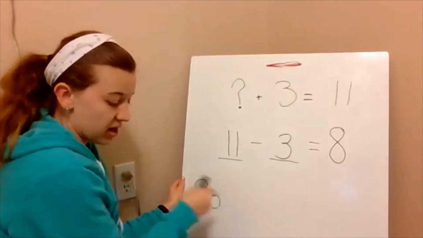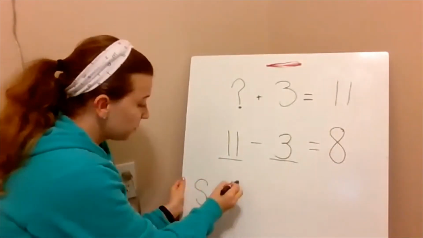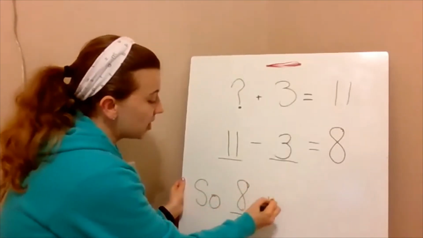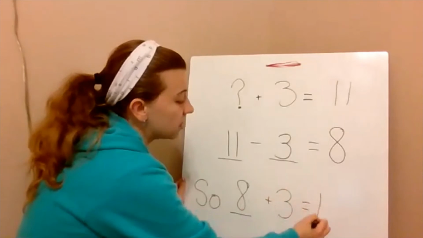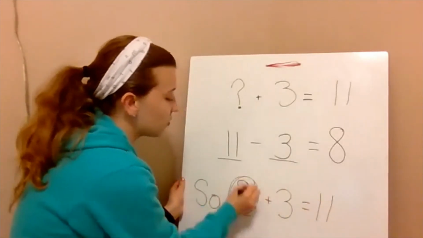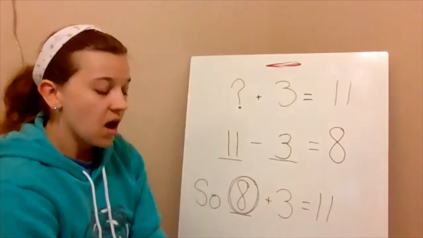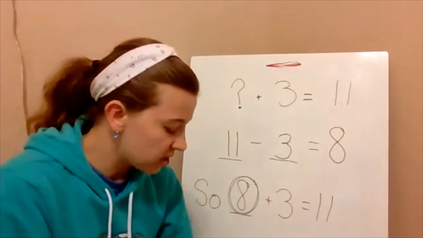So if 11 minus 3 equals 8, so again, you have that on number 3. So then you've got to fill it in. 8 plus 3 equals 11. All right, and you got to make sure you fill in that missing addend. Okay? Okay, so I want you to try the rest on your own.